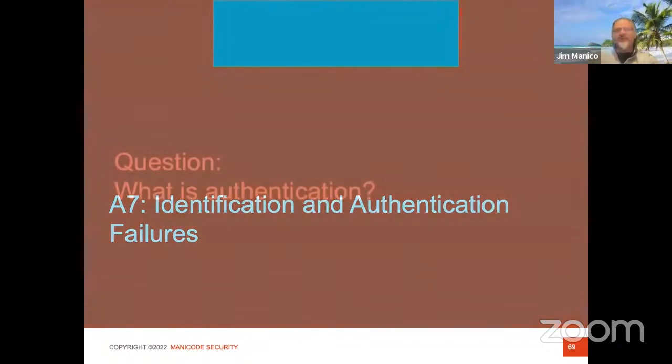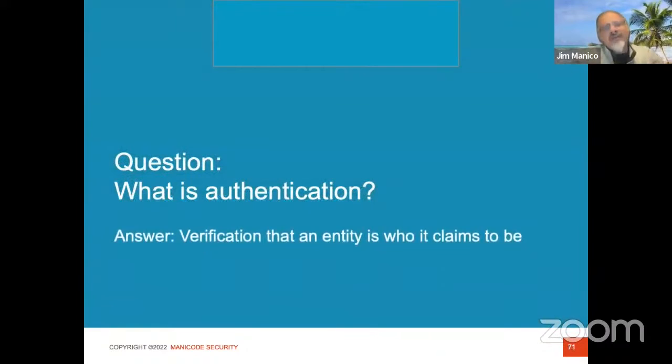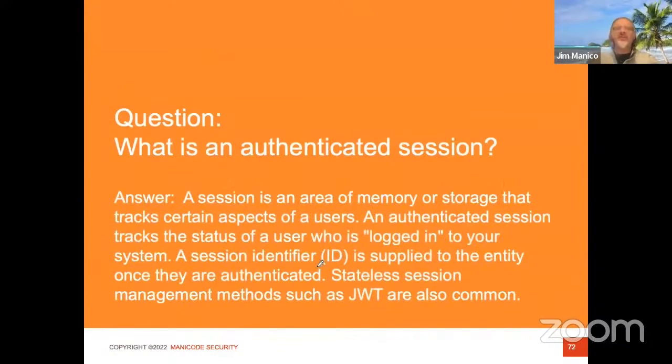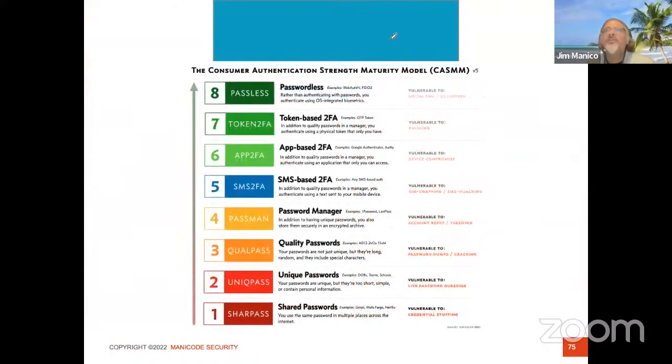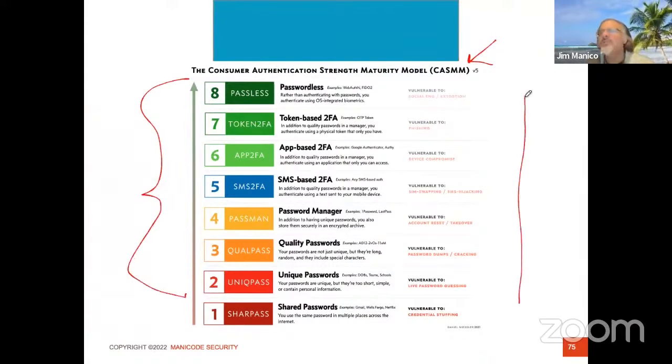So first of all, what is authentication? We're trying to verify that an entity is who it claims to be, identifying who a user is. And an authenticated session is either a session ID or a JSON web token that tracks the authenticated state of a user. The problem with authentication is that there are so many topics when it comes to authentication. It's very difficult to keep up with all of this. One of the things I recommend you read is Daniel Miessler's Consumer Authentication Strength Maturity Model. This will show you all the different forms of authentication here and which is going to be stronger.